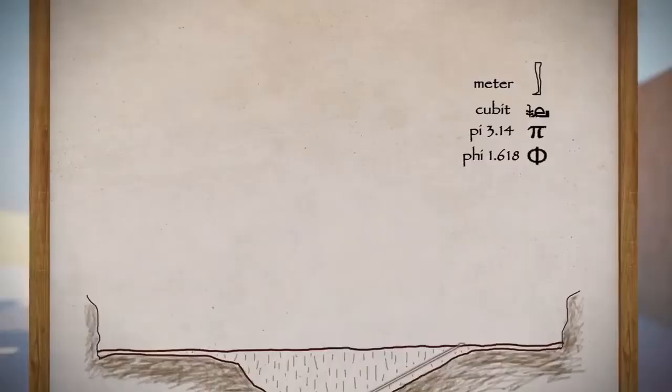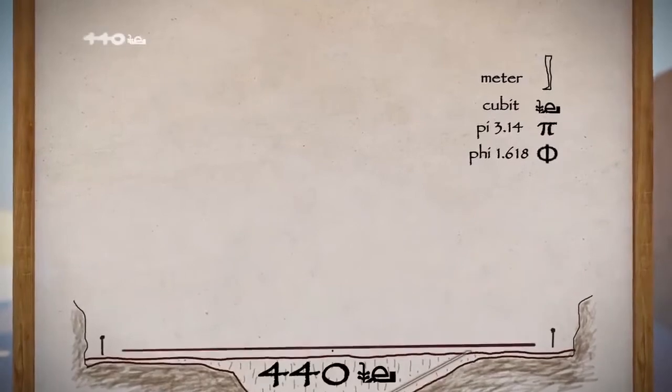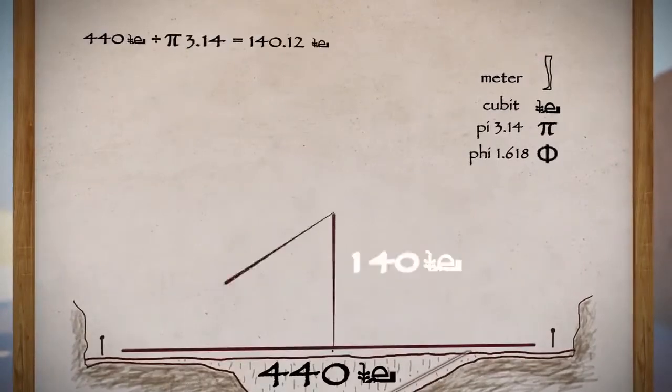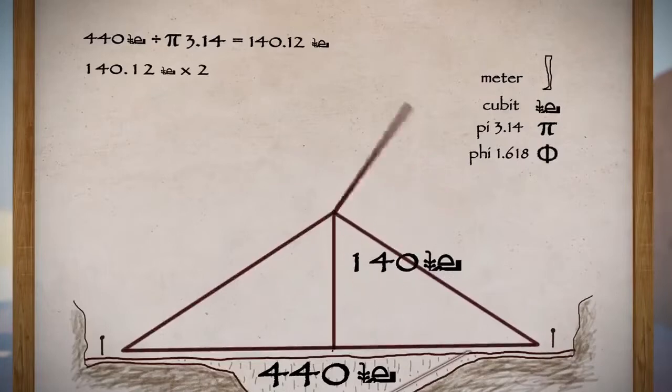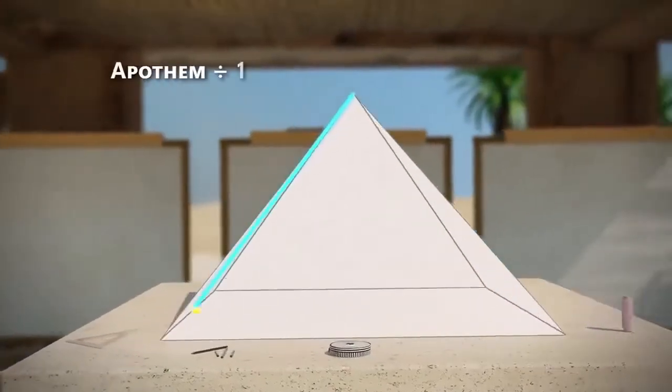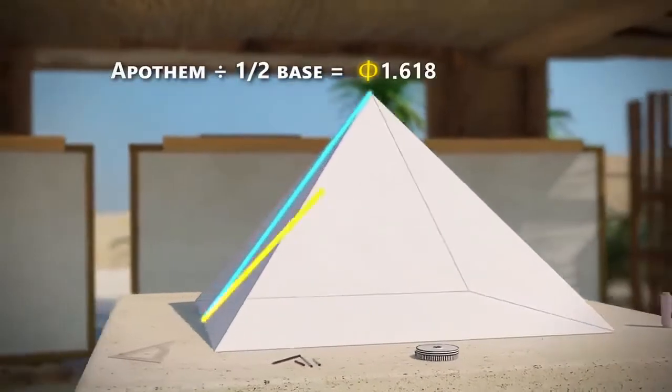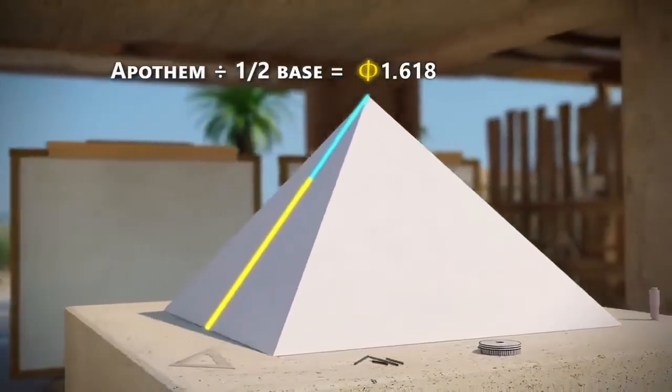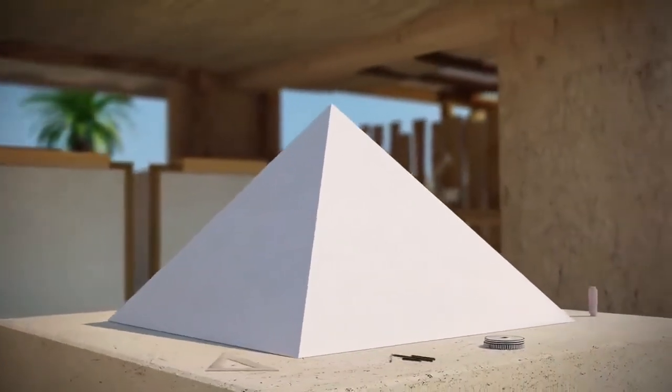According to their sacred principles, they laid a base that measures 440 cubits. Then they divided the base by pi, or 140 cubits. That, multiplied by 2, equals 280 cubits. The result is the height of the pyramid. And the apothem divided by half the base equals 1.618. The Egyptians absolutely wanted to integrate the constants pi and the golden ratio.